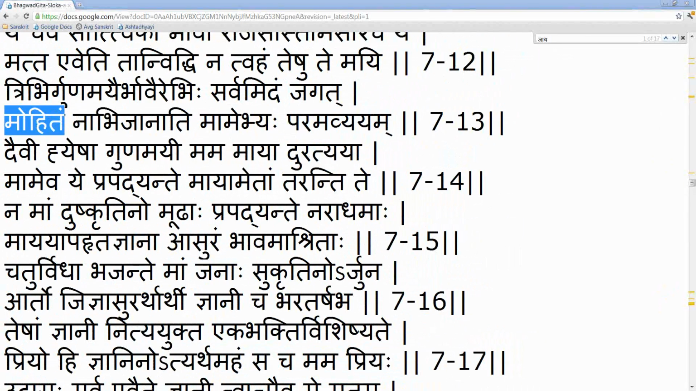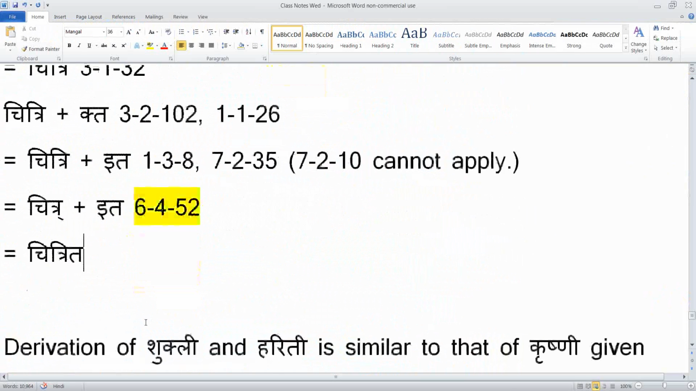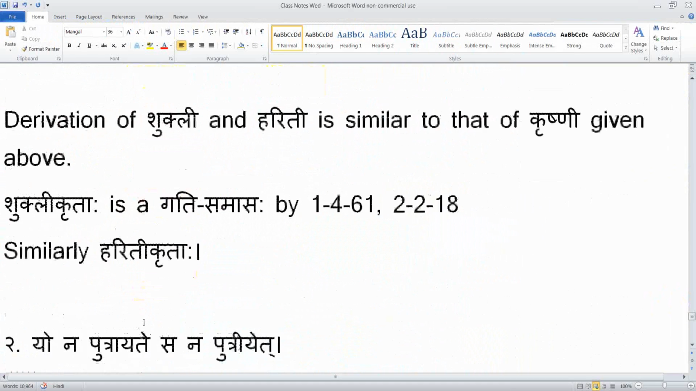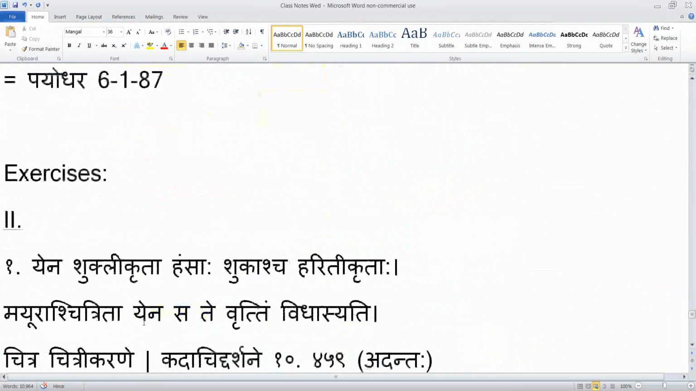So we got the word chitrita, and the meaning of the verse now becomes: by whom these swans have been transformed to white, and the parrots have been transformed to green, and by whom these mayuraha, peacocks, have been made spotted or variegated.